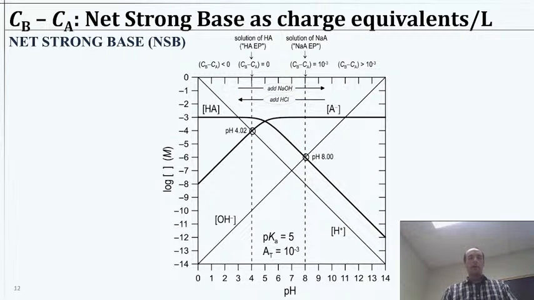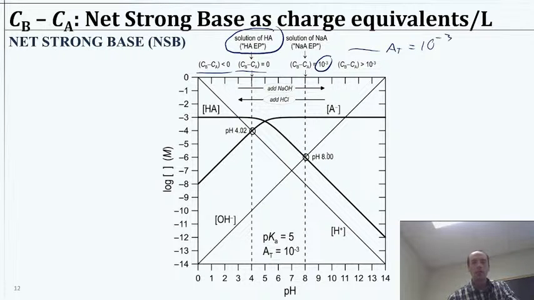All right. So this graph is kind of a repeat here, but it's got a little more text up at the top, so you can notice the solution of HA. At the HA equivalence point, Cb minus Ca equals 0. It's got these parts labeled. At the NaA equivalence point, the Cb minus Ca is equal to, in this case, 10 to the minus 3. That's because our AT, in this case, is 10 to the minus 3, which was also shown down here.